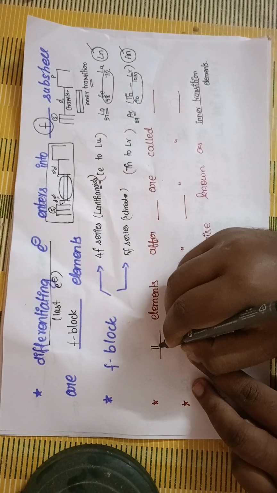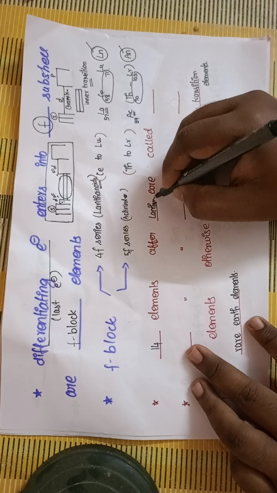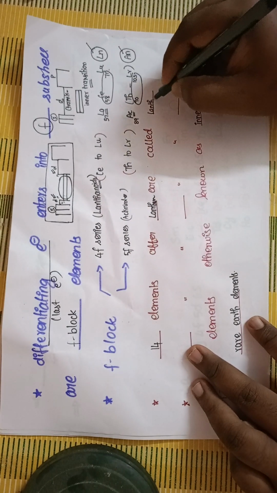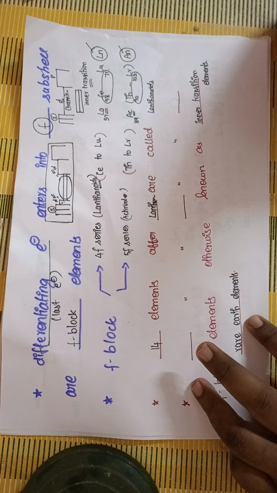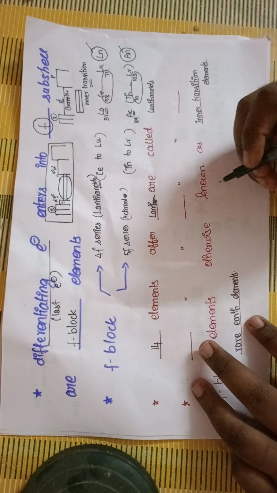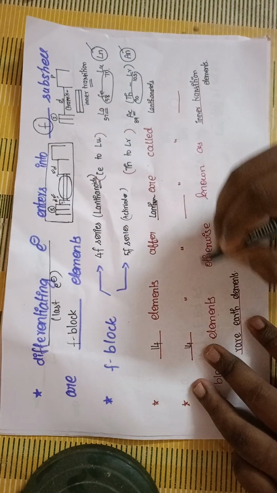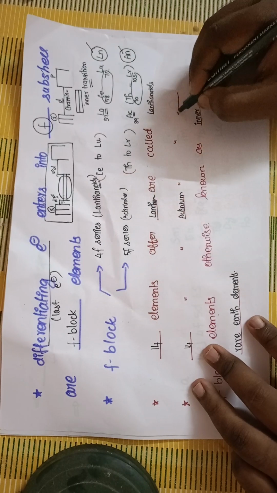The 14 elements after lanthanum are called lanthanides. Only that is the reason. While arranging the elements in the periodic table, these 14 elements show similarity in properties. When we cross lanthanum, we are able to observe this similarity. So we are saying the elements present after lanthanum show similarity. That's why they are called lanthanides. The 14 elements present after actinium are called actinides.